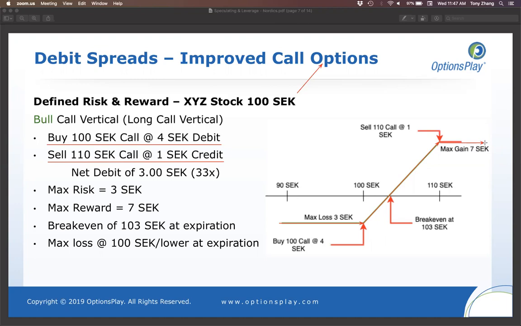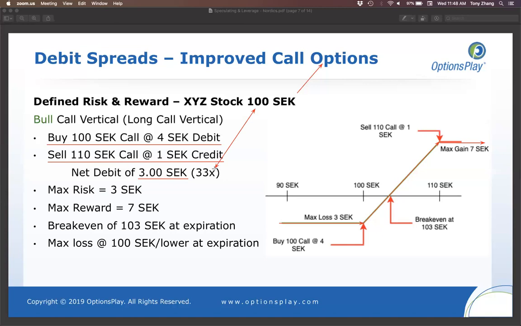Okay, so the goal here is to buy upside that you need and sell off any upside that you don't need. Because when you do that, this is what happens. So now, instead of paying 4 crowns for the bullish trade, because I'm collecting 1 crown by selling off anything above 110, now it's only costing me 3 crowns to control that same 100 crown stock. Before, in the example I showed you, I controlled a 100 crown stock for 4 crowns, so that's 25 times leverage. Now, guess what? Because I'm controlling the same stock for 3 crowns, now I have 33 times leverage.